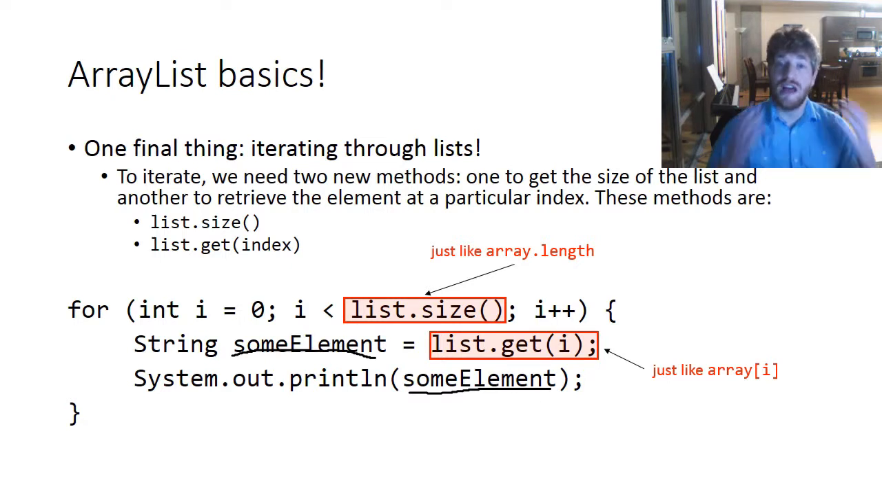So, we've learned a lot about array lists in the past few minutes. We've added things, printed them, added at indices, removed at indices, and now we've iterated through them.